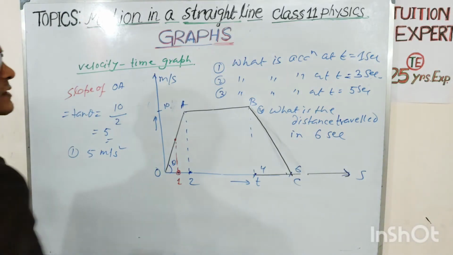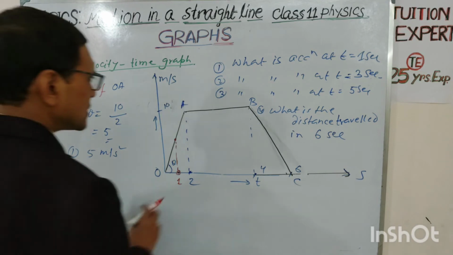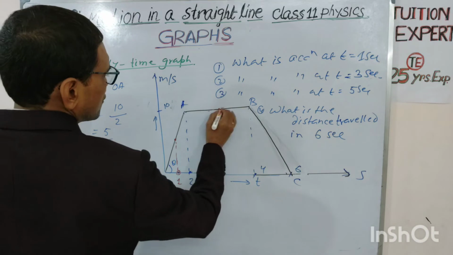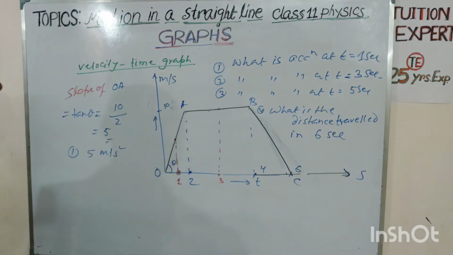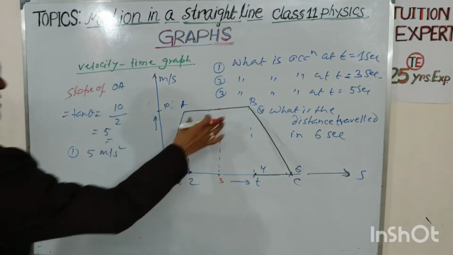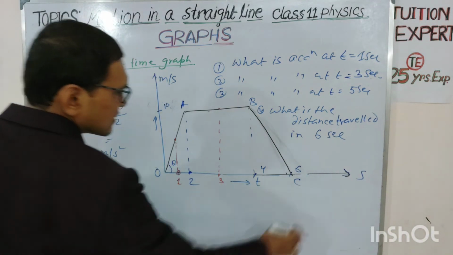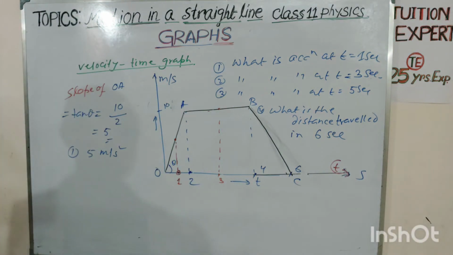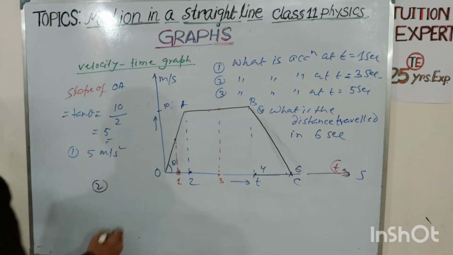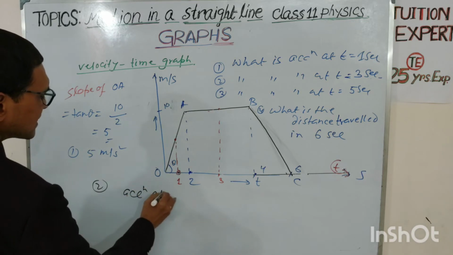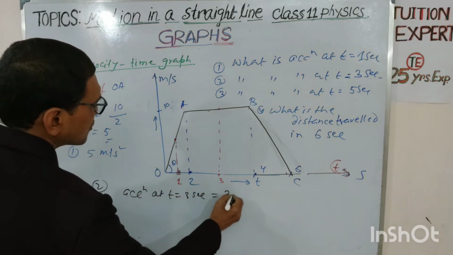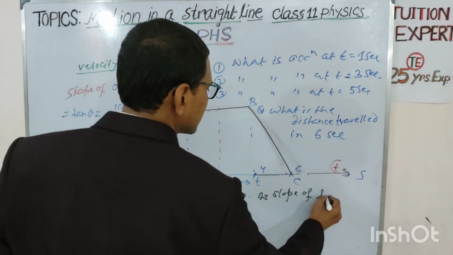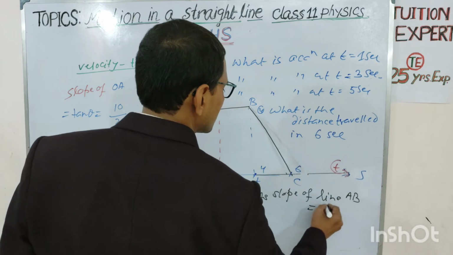Now what about t equal to 3 seconds? Suppose this is 3 seconds, which cuts on the line. So we have to find the slope of this line AB. The line AB is parallel to the time axis, so its slope becomes 0. So the answer to the second question is 0: the acceleration at t equal to 3 seconds becomes 0, as the slope of line AB equals 0.